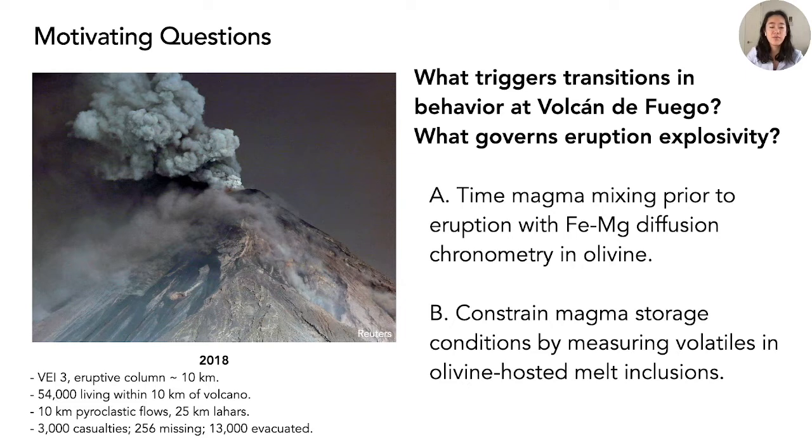Firstly, we time magma mixing with iron-magnesium diffusion chronometry in olivine. We develop a novel liquid thermometer to reduce uncertainties in temperature and thus in our diffusivities and timescale. Secondly, we constrain magma storage conditions by measuring the volatiles that are contained in olivine-hosted melt inclusions. We determine volatile concentrations with uncertainties with a new MCMC model for fitting baselines to FTIR spectra.